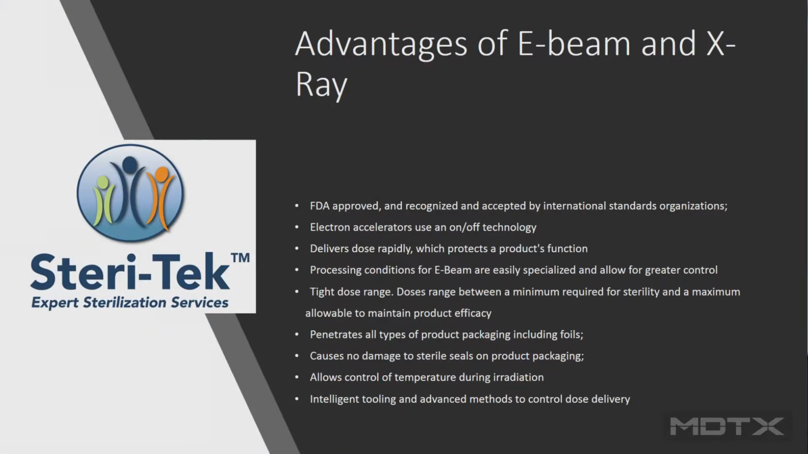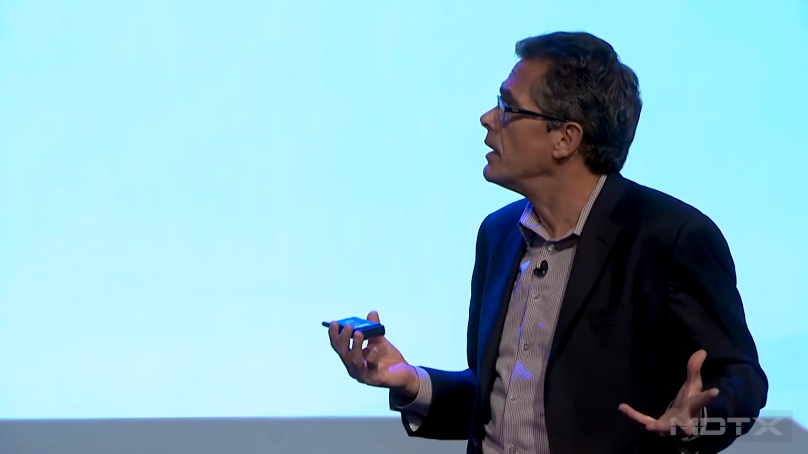And then just some of the advantages of E-beam and X-ray. It's FDA approved, just like E-beam or gamma, ethylene oxide, and now with VPA. Now, the electron accelerators, that's on-off technology, so there's no residual radiation. And it delivers the dose rapidly, which protects the product's function. And very importantly with E-beam, the processes are flexible. They're easily specialized and easily validated, including continuous temperature control, split dose processing, intelligent tooling, etc. And it causes no damage to the seals or packaging.